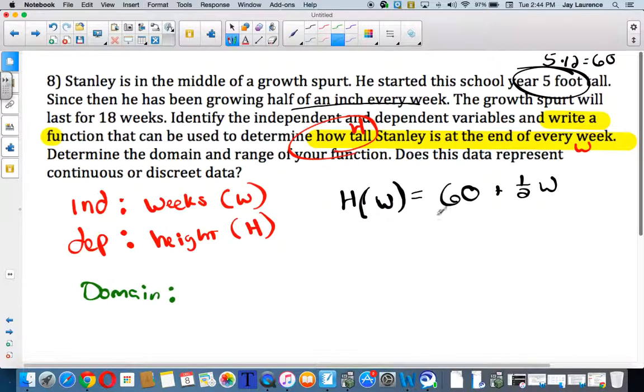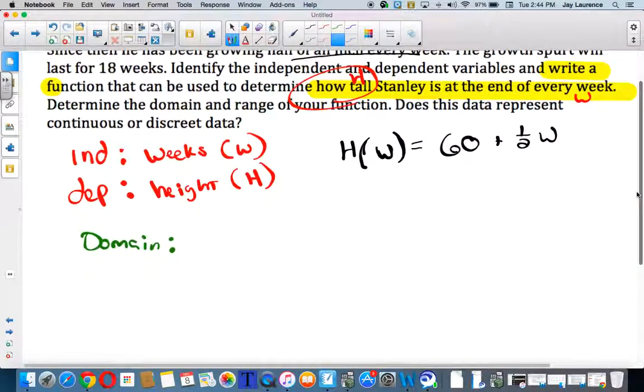So I want to know what are the limits on W. Well, W looks like it's going to be between 0 and 18. It's going to be somewhere in there. So I'm going to sandwich W in between these two. And there is my domain.